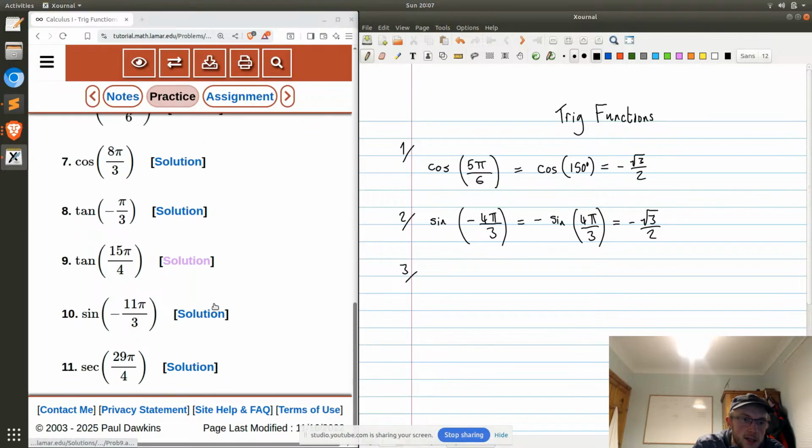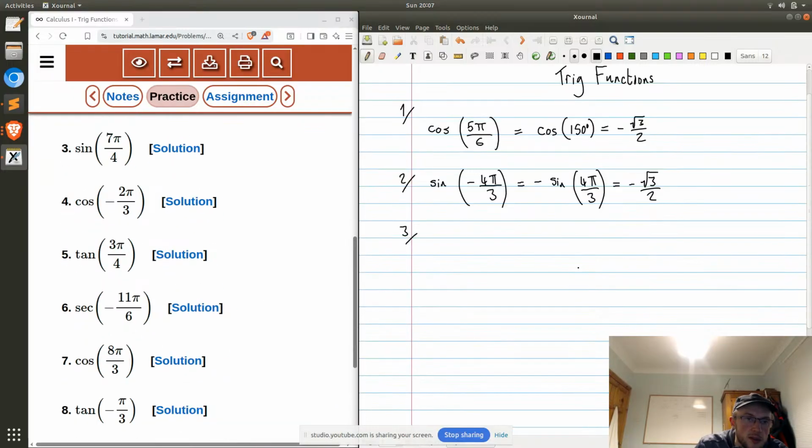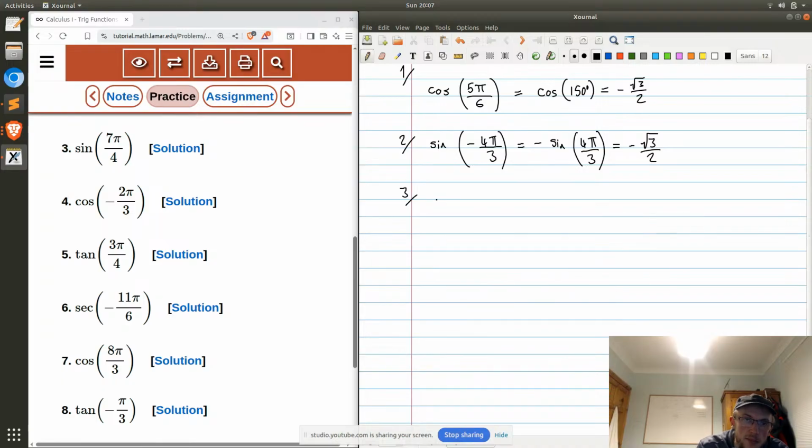As there's only 11 here, I'll just do 5 and check them all. So tan of 3/4 of pi is tan of 135. So -1.